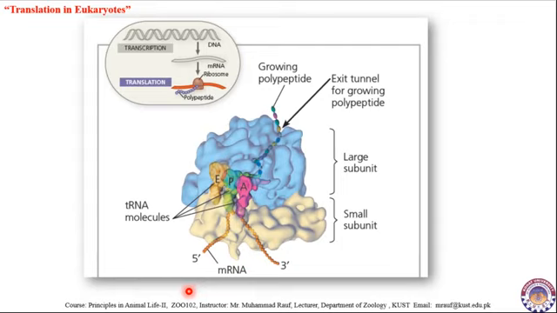This is a computer construct of a ribosome. This one is the large subunit, this one is the small subunit. The three sites E, P, A are located in the large subunit, and you can see here this is a messenger RNA and here is a growing polypeptide chain. In the second part of this lecture, we will discuss how this process takes place.